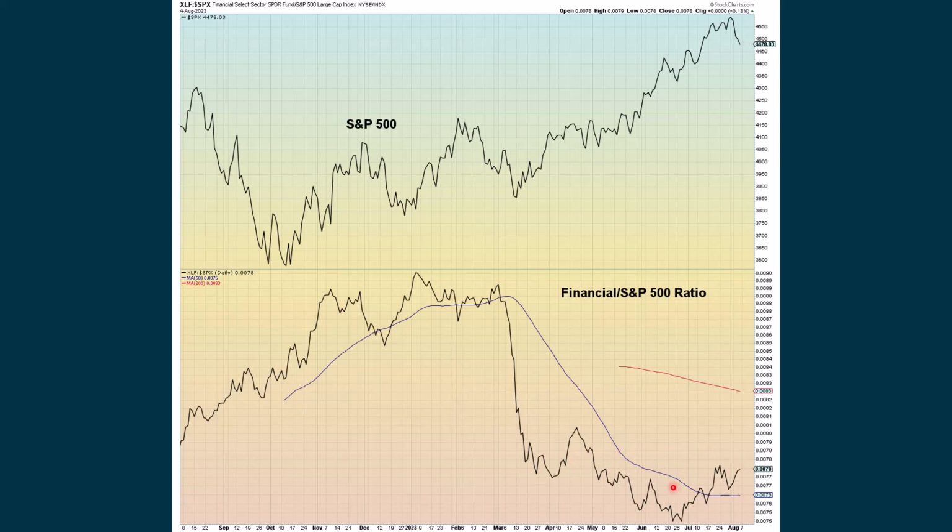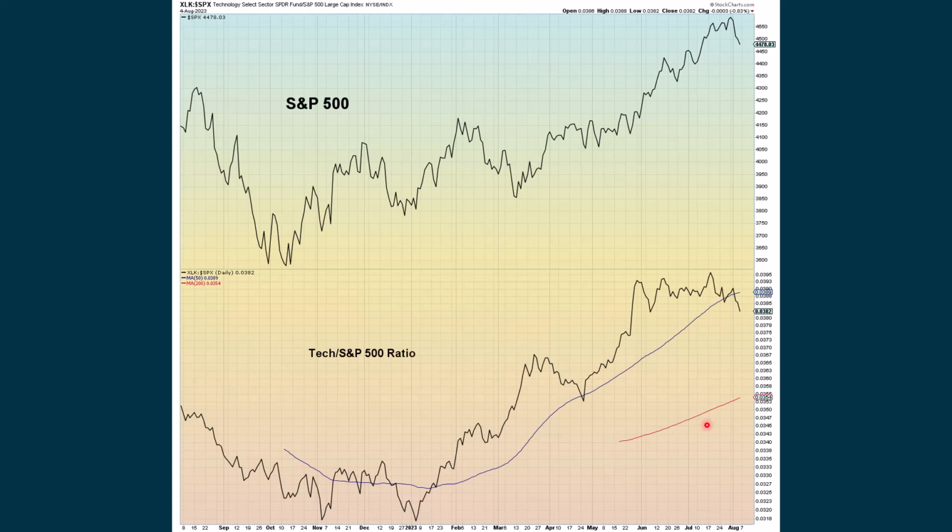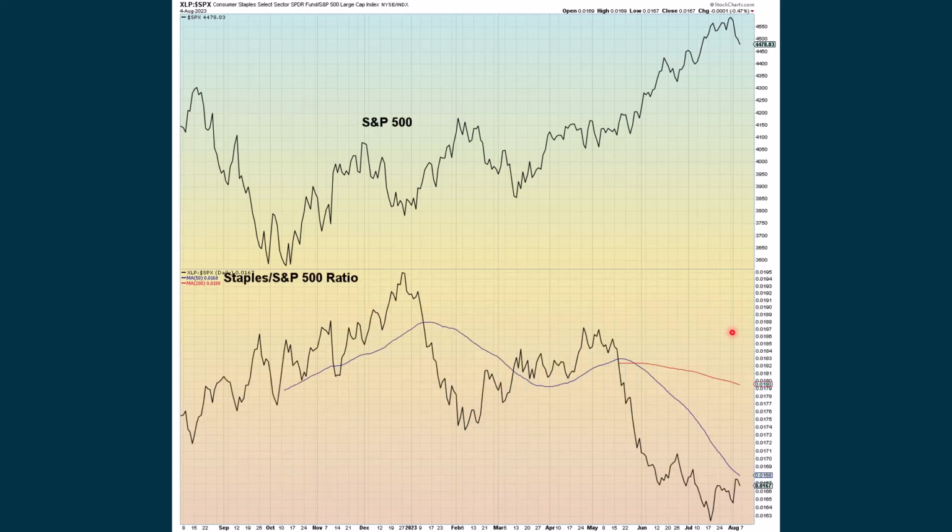When we look at just the financial sector by itself, we've just generated a golden cross. But when we compare it to the S&P, it's still in a downtrend. Industrials, not really exciting things to invest in, but it's still in a downtrend, but showing some improvement. The tech sector, another area of strength in 2023, continues to be in an uptrend, but saw some weakness this past week. We look at staples, the things that you have to have no matter what's going on economically.